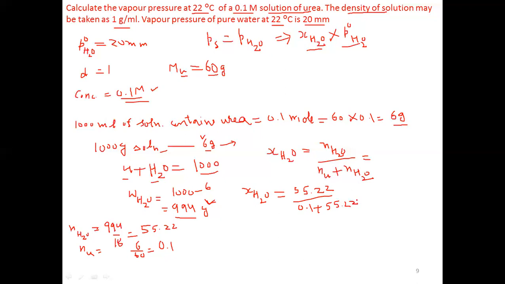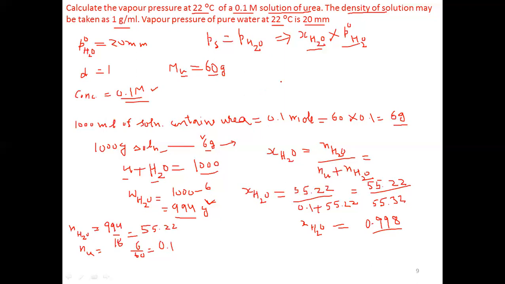So it is equal to 55.22 divided by 55.32. If we add this, it gives you 55.32 and it comes out to be something like 0.99, or 0.998. So this is the mole fraction of water in the solution.